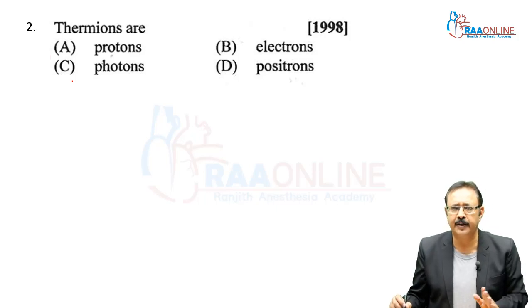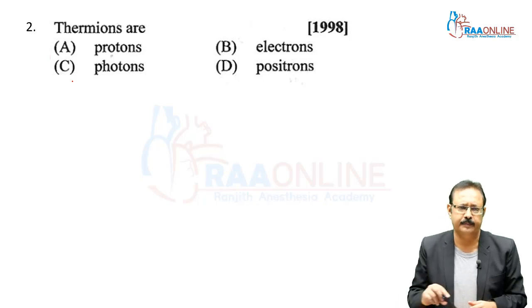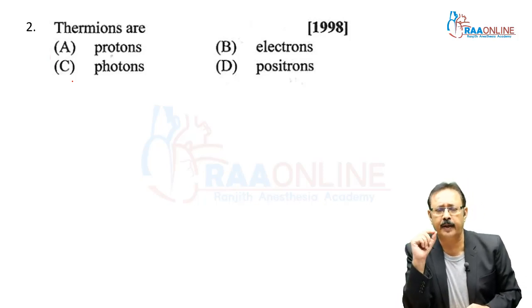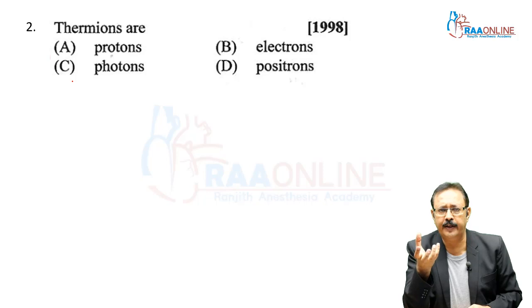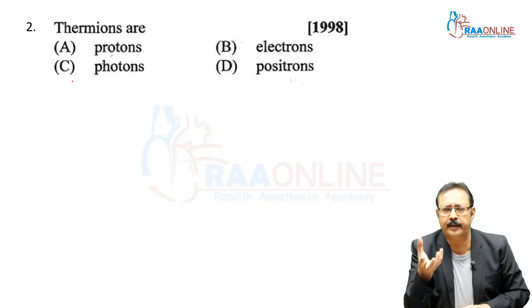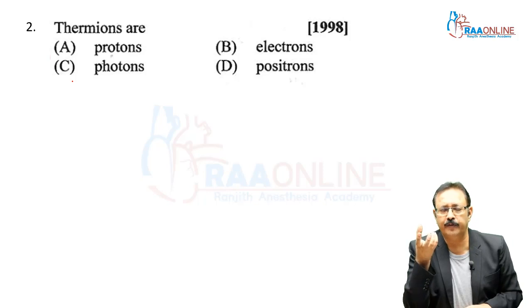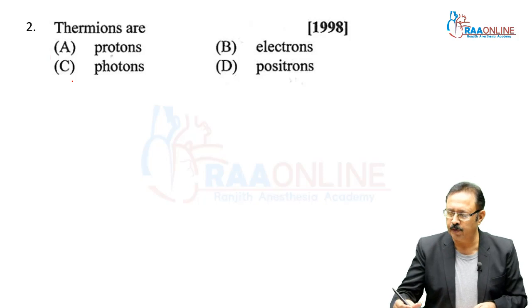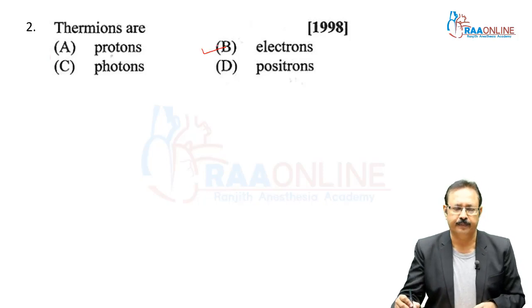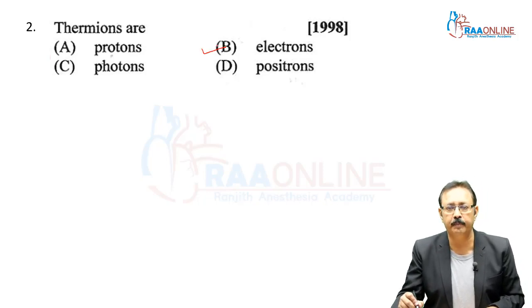Second, just I told you, they asked in a 1998 exam, what are thermions? When you are getting electrons from a matter with the help of heat energy, the name of those electrons is thermions. So we will go with option B.